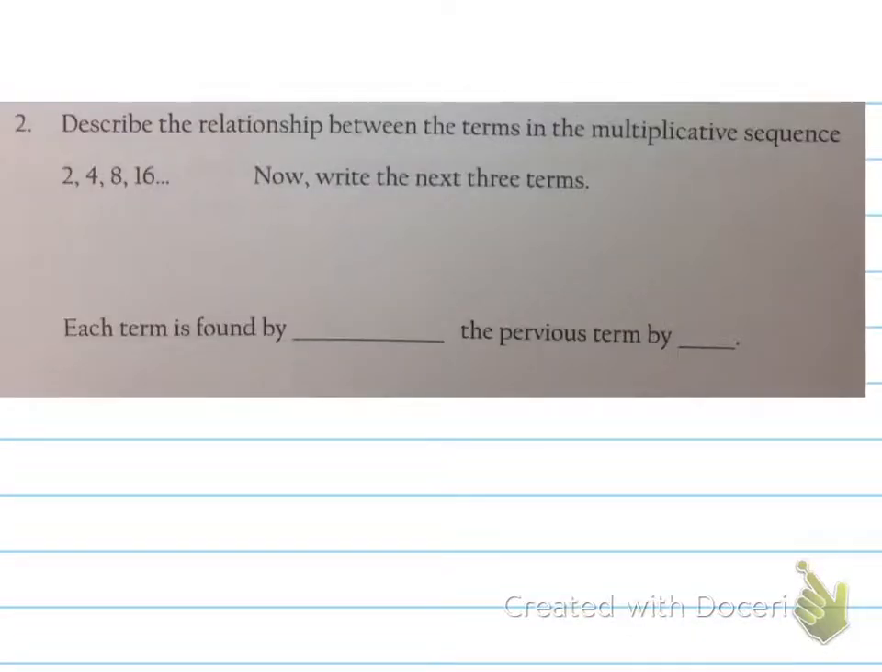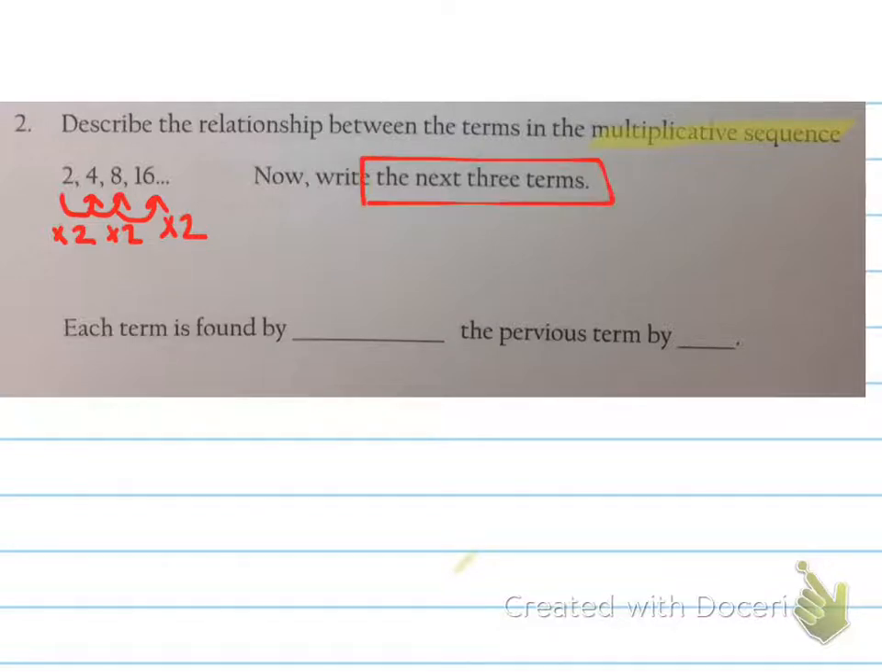Let's try this again. Describe the relationship between the terms in this multiplicative sequence. So we have multiplicative. That means that we are going to multiply. So let's look at our sequence. We have a 2 and a 4. How do we get from 2 to 4? That's multiplying by 2. Let's see if this works. 4 times 2 is 8, and 8 times 2 is 16. It wants us to write the next 3 terms. So that means we're going to take our last term, 16, and multiply that by 2, which gives us 32. So that's our next term.